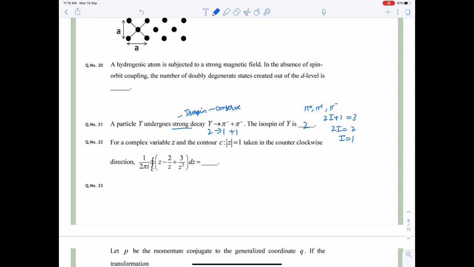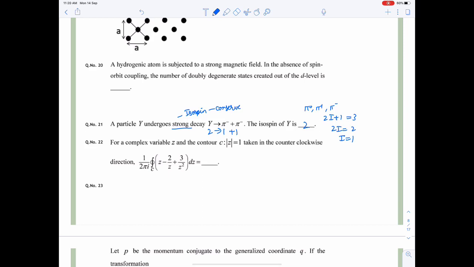So the answer to this is, see, it is an atomic molecular physics question. So what is a strong magnetic field? Strong magnetic field is when there is the Paschen-Back effect. I will not discuss the difference between the Zeeman effect and the Paschen-Back effect here. In atomic molecular physics videos we will discuss it in detail, but here I can tell you the concept of this particular question. There is a hydrogenic atom, and you are asking what happens to the d level when it is put in a strong magnetic field, that is, what is the number of doubly degenerate states created out of the d level.